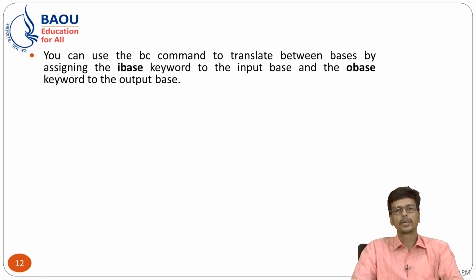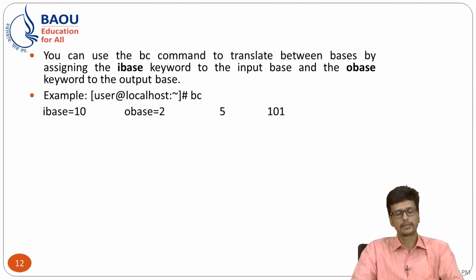Now the user entering the input, in which system it is represented, is given by ibase. Suppose I am entering the data in the decimal system, then my ibase is 10. Suppose I am entering the data in the binary system, then my ibase is 2, that is for binary. Now the same way, suppose I require my output in decimal, then obase equal to 10. Suppose I would like to get the output in binary, in that case obase is 2.